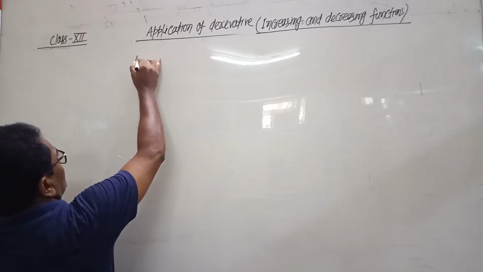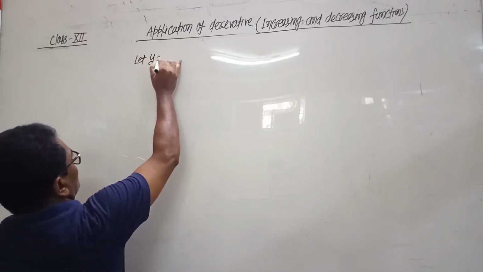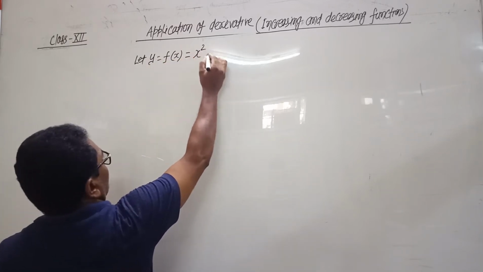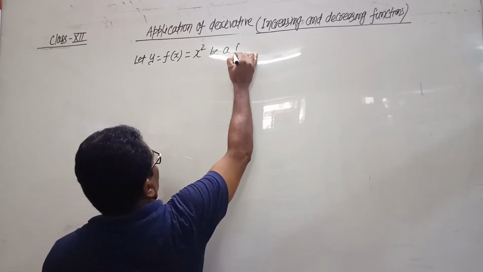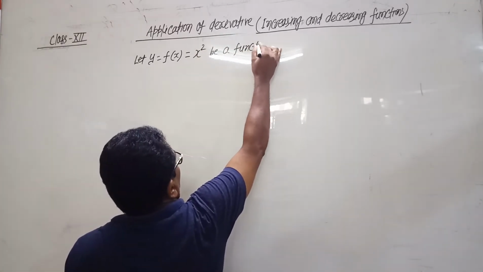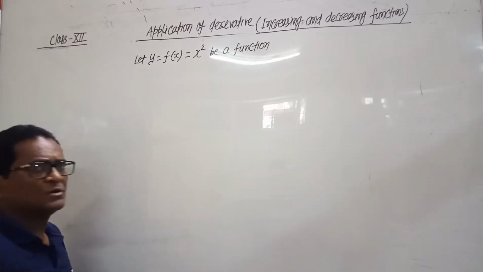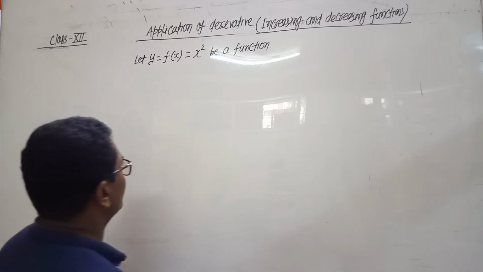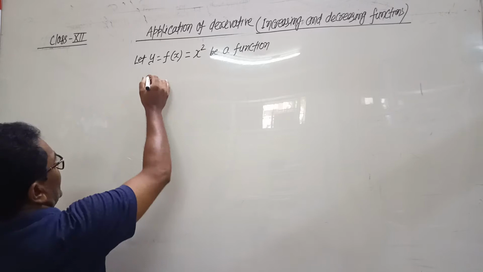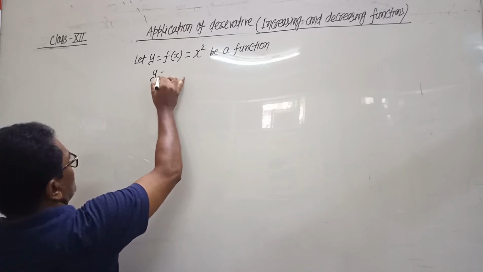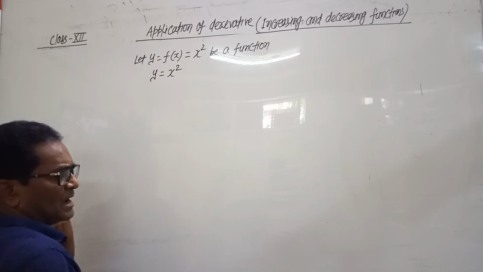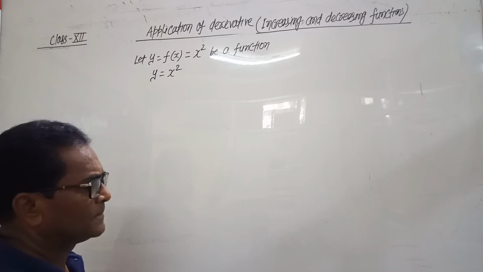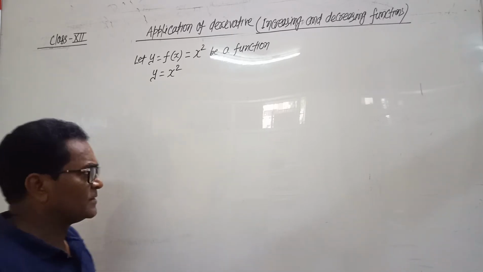So let y equals f(x) equals x square be a function. We have supposed y equals f(x) equals x square be a function. It means we can also write y equals x square, and let us draw the graph of this function.